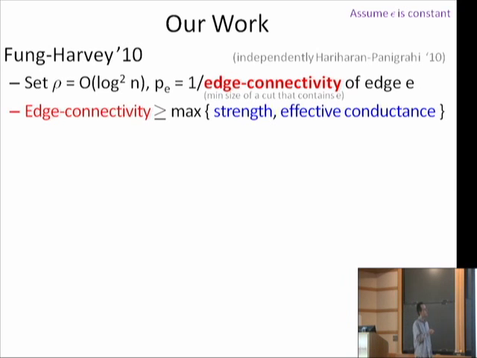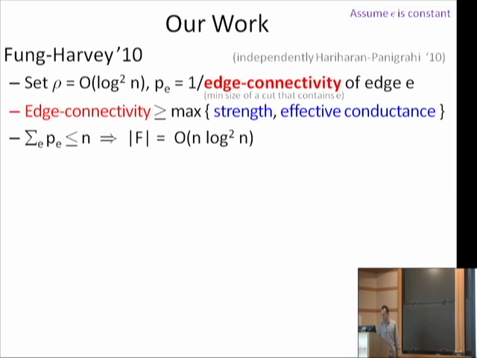Well, it's actually at least the strength and at least the effective conductance. That means our sampling probabilities, our p_e, are at most the sampling probabilities used in the previous work. So the sampling is more aggressive. Our sampling probabilities are even lower, so we take fewer edges, in a sense. This is the most aggressive sampling regime, and because we can sample with these probabilities, it also implies that sampling with strength and effective conductance works as well.